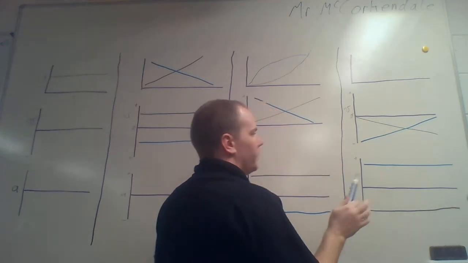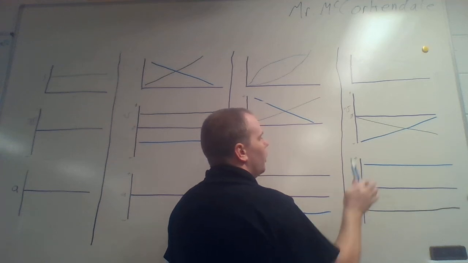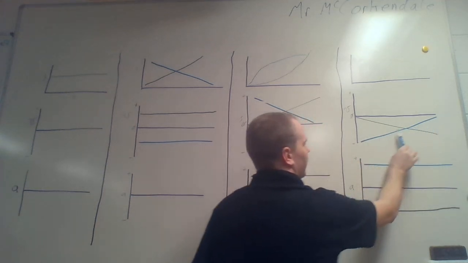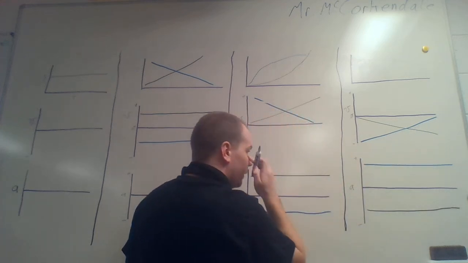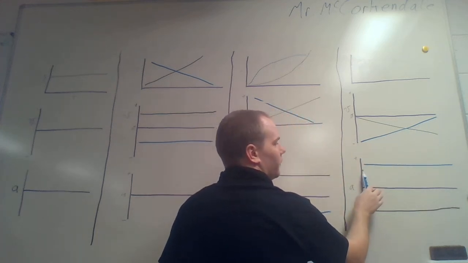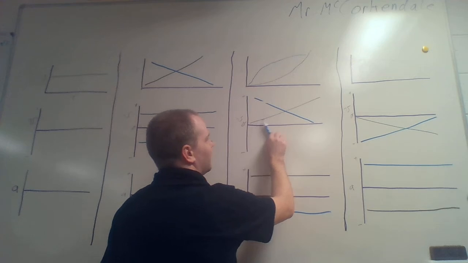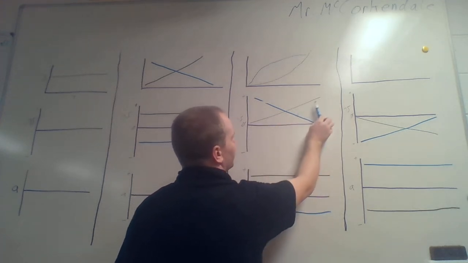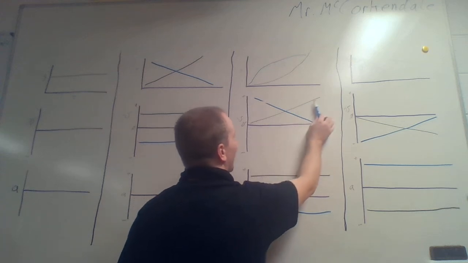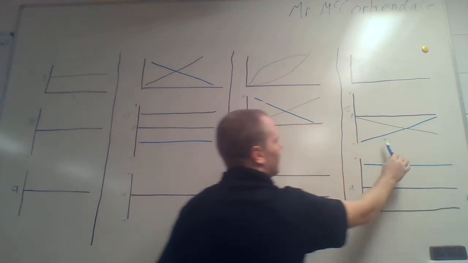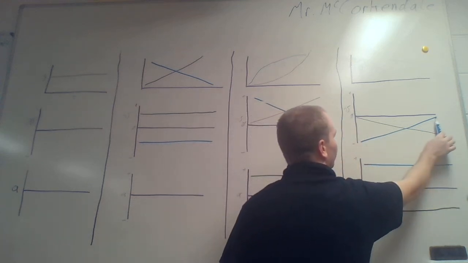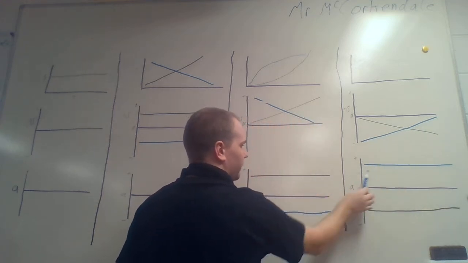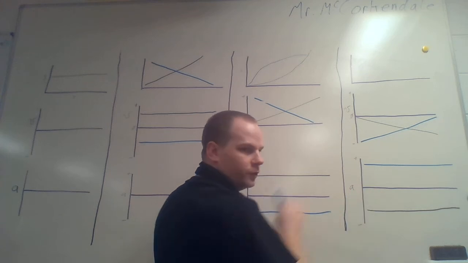Now, notice, here the blue line had a positive slope, and here the black line had a positive slope. In this one, we are moving away and speeding up. In this one, we are moving towards and slowing down. Both of those motions look exactly the same on the acceleration time graph.